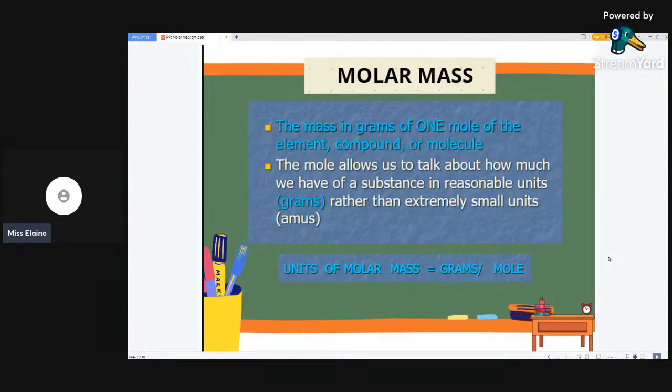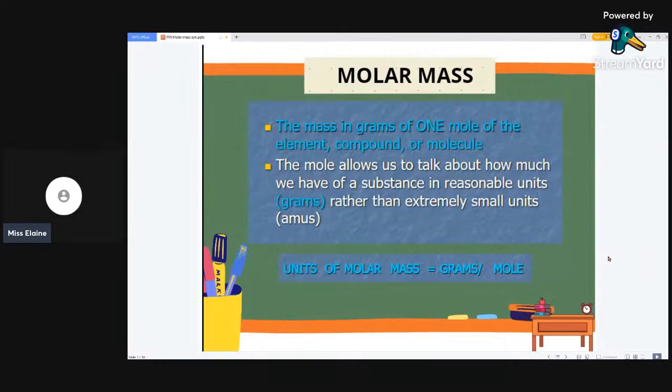Our topic for today is all about molar mass. So, the mass in grams of one mole of the element, compound, or molecule. The mole allows us to talk about how much we have of a substance in reasonable units or grams rather than extremely small units, AMU.